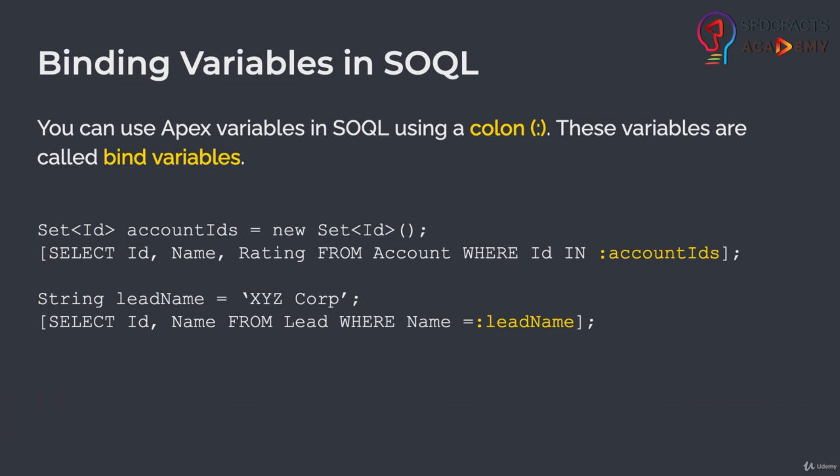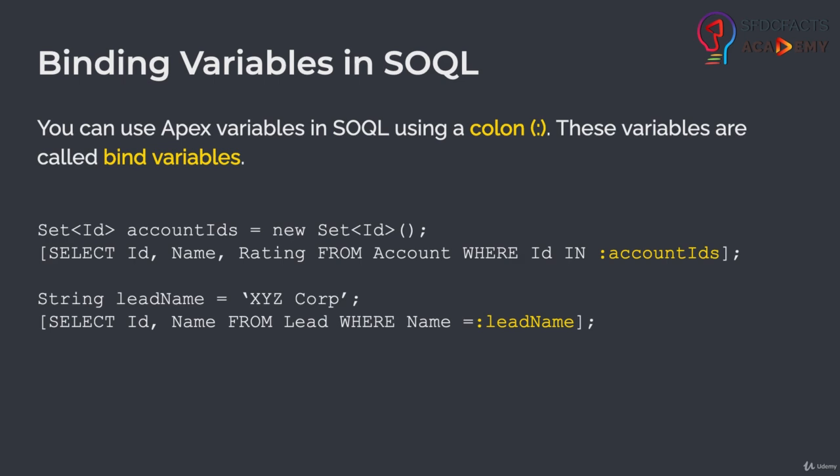So this makes our SOQL query very short, as if you do not use a bind variable, then you need to construct this SOQL query for those 100 plus accounts. And the other example is maybe you can store an account name or lead name in a string variable, and then you can use that as well.